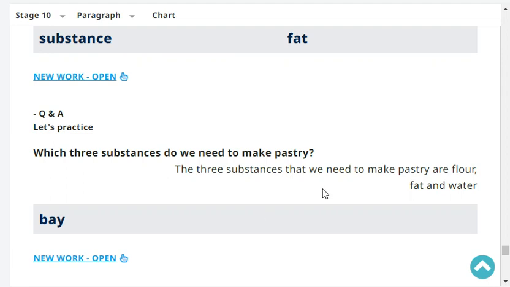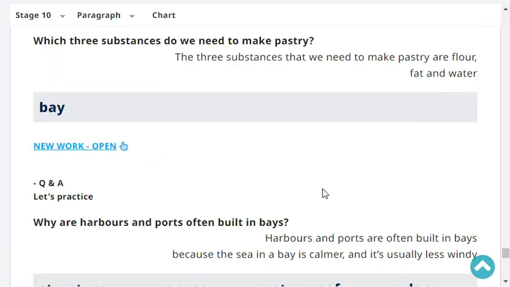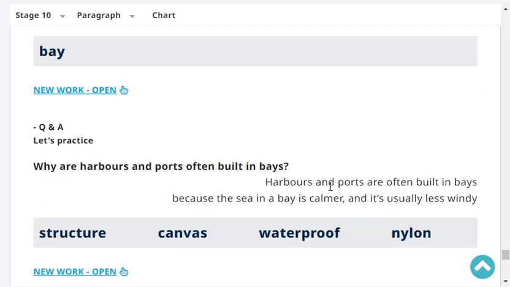Which three substances do we need to make pastry? The three substances that we need to make pastry are flour, fat, and water. Very good.